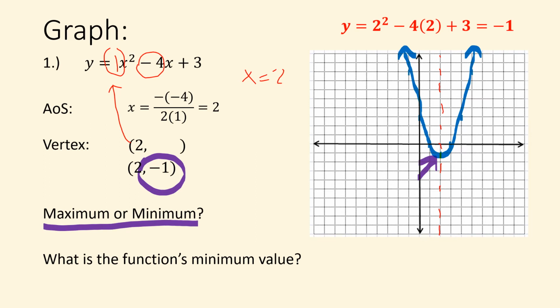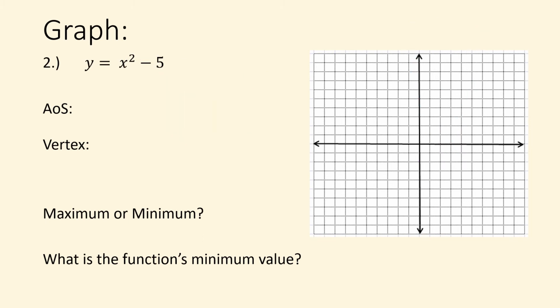We can tell if it's a maximum or minimum based on this leading coefficient. If it's positive, that's going to be a face-up parabola. That makes the vertex a minimum. If it's negative, it flips it upside down. We have an upside down parabola, which makes the vertex a maximum because now it's at the top.